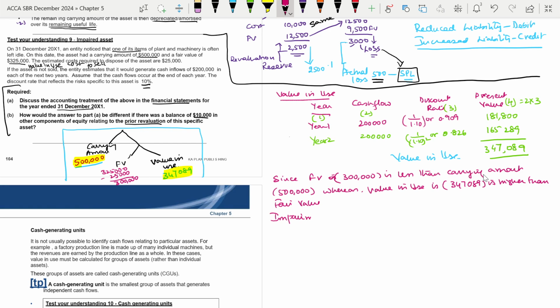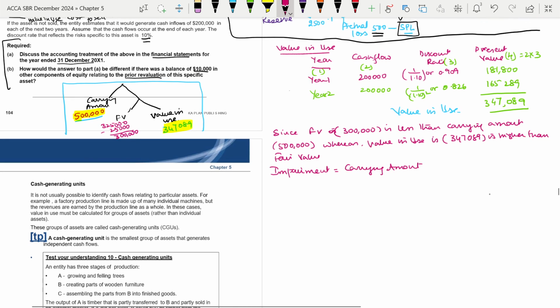Impairment. Which one do we have to take? Carrying amount minus value in use. How much is there? 500,000 minus 347,089. How much will it come?